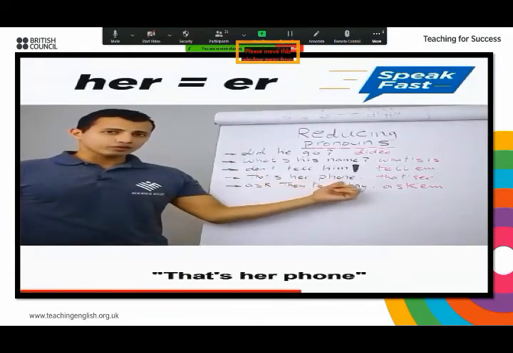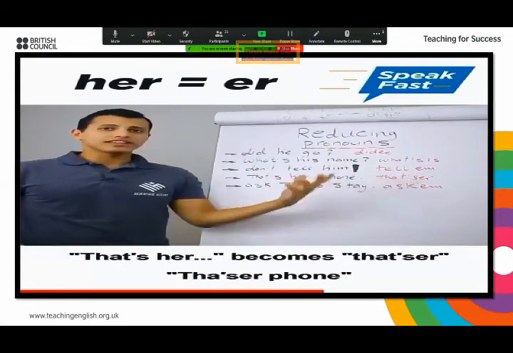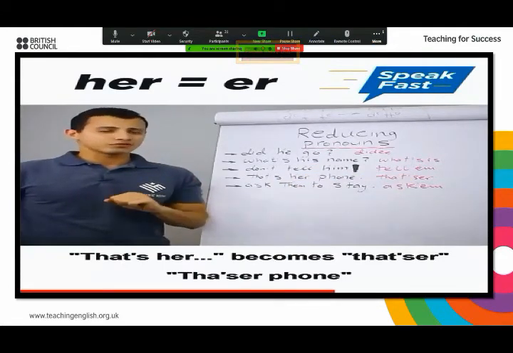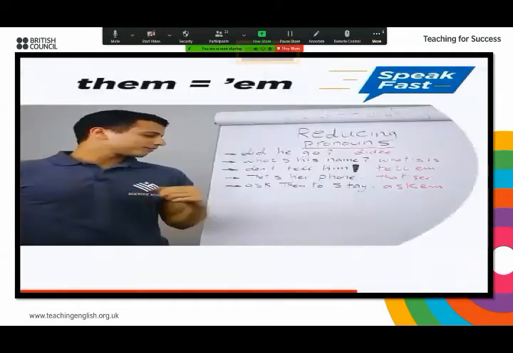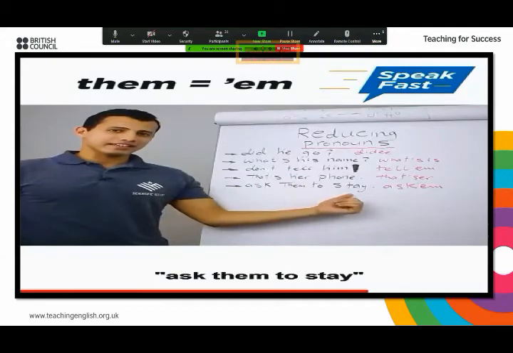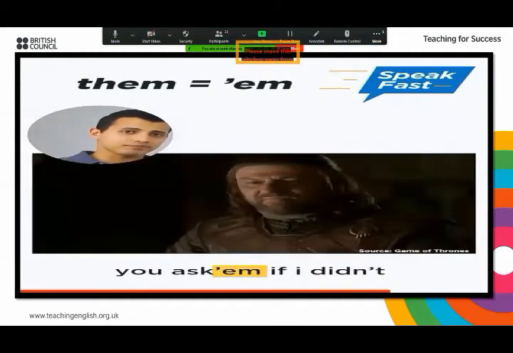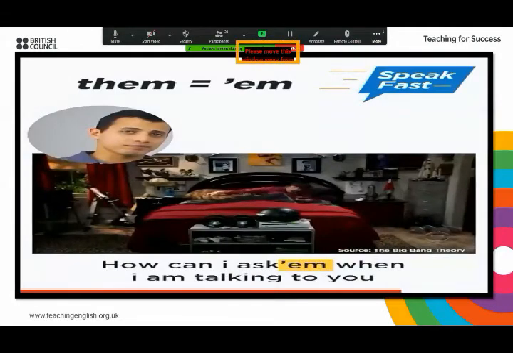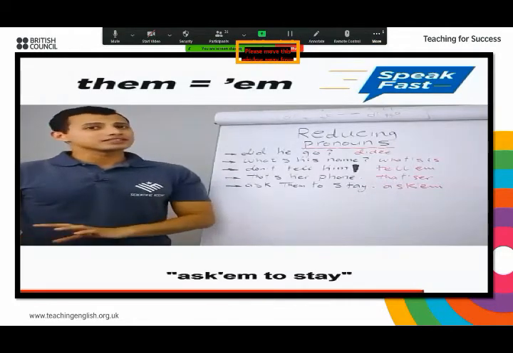That's her phone. "That's her" becomes "that's 'er." That's 'er phone. Can you give 'er a message? Ask them to stay. "Ask them" becomes "ask 'em." How can I ask 'em when I'm talking to you? Ask 'im to stay.